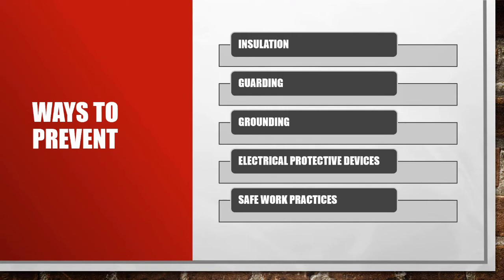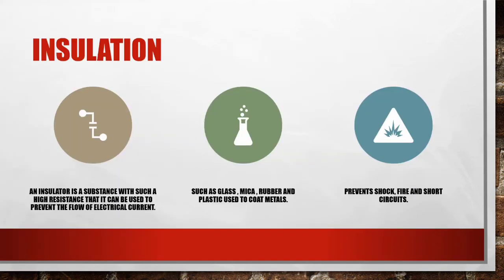There are several ways to prevent electrical hazards such as insulation, guarding, grounding, electrical protective devices, and safe work practices. First, insulation. An insulator is a substance with such high resistance that it can be used to prevent the flow of electrical current, such as glass, mica, rubber, and plastic used to coat metals. It helps prevent shock, fire, and short circuits.